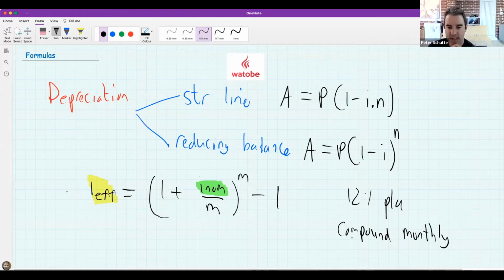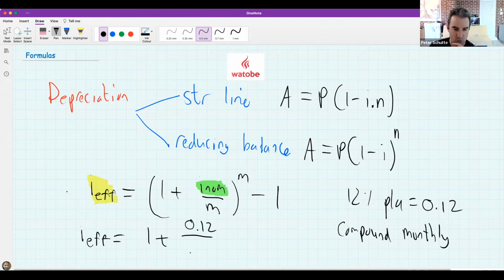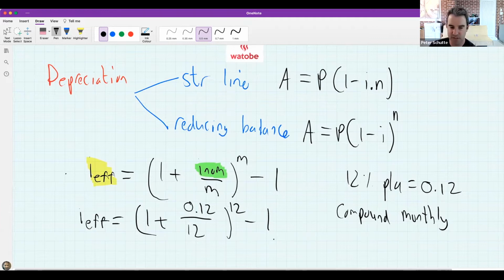So in interest land, 12% as a decimal is 0.12. And if I'm compounding monthly, the M is going to be 12. So to work out my effective interest rate, I'm going to replace the I nom with 0.12. I'm going to replace the M with a 12 because we're compounding monthly. The M up here is a 12, and then I go minus 1. And that would give me the effective interest rate.